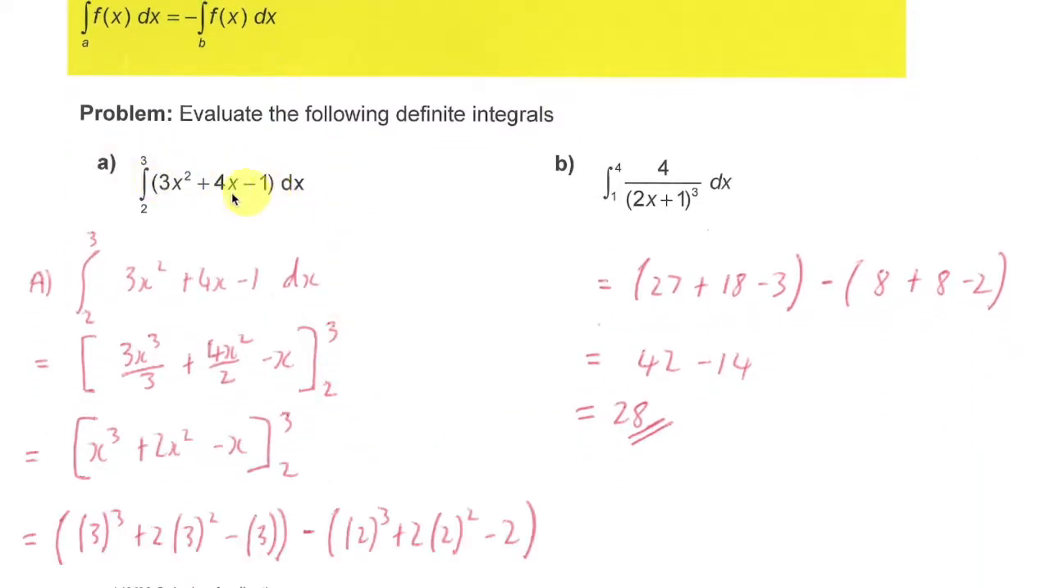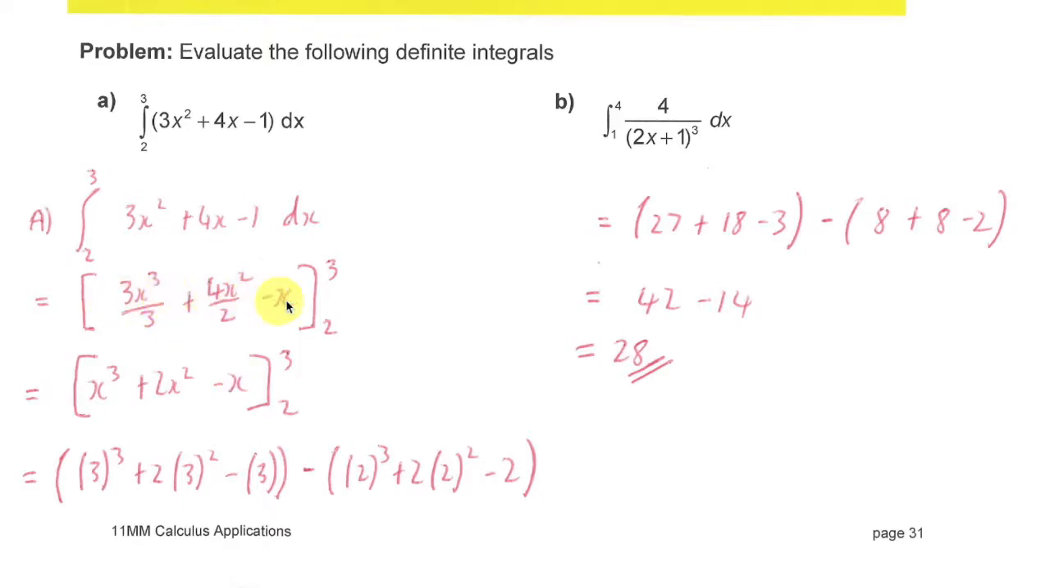For A, we've got our rule that would describe the curve. We've got the terminals 3 and 2. To begin with, I write down what the actual question is asking me. Next line, the terminals 3 and 2 go to the right-hand side of square brackets, and inside the square brackets, I've got the antiderivative. So 3x squared becomes 3x cubed on 3, 4x becomes 4x squared on 2, and negative 1 becomes negative x. Please note that when you're evaluating definite integrals, you don't need to include the unknown constant c at all.